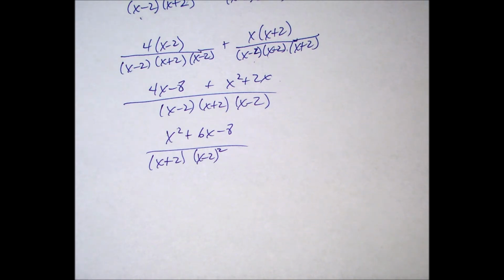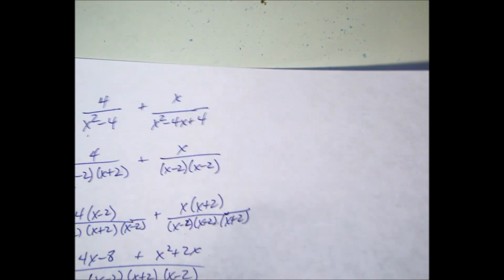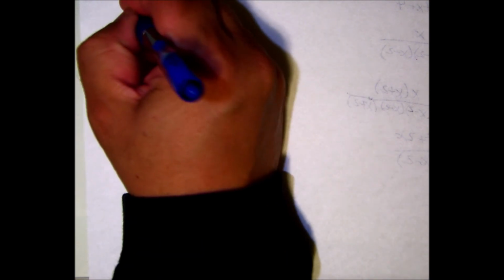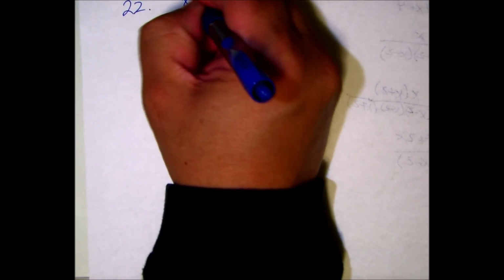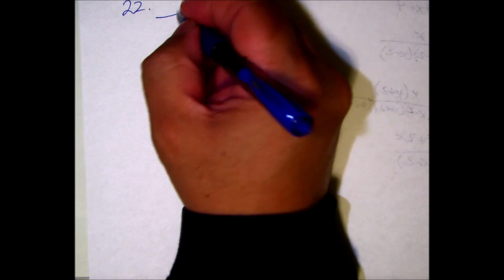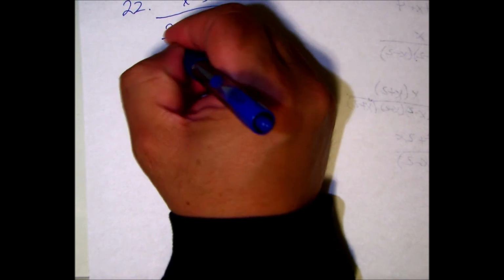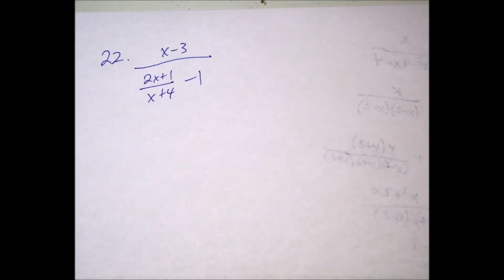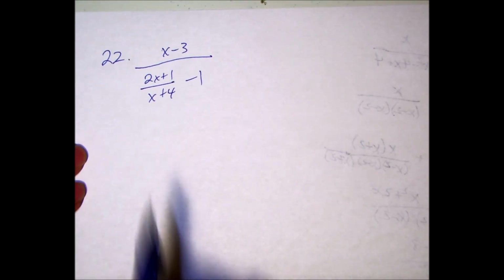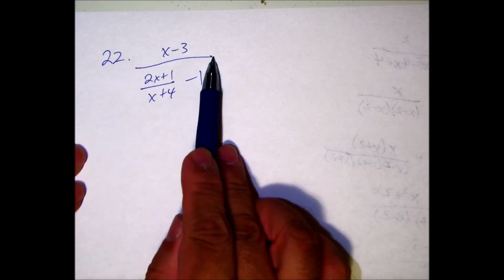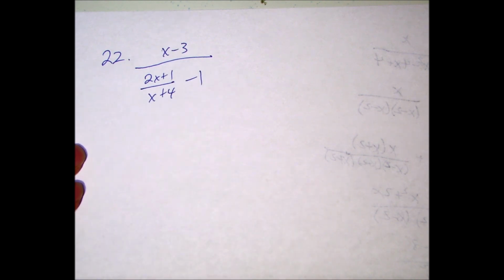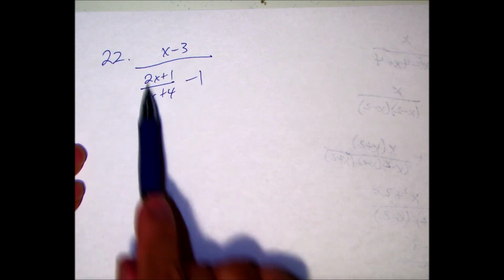And there's another one I want to do for you. Let's do number 22. Yeah, this is a funky looking problem. This is actually a combination of everything you know so far. What you have here is division. It's x minus 3 divided by this mess. And this has adding or subtracting fractions. So that's what this is, subtracting fractions.